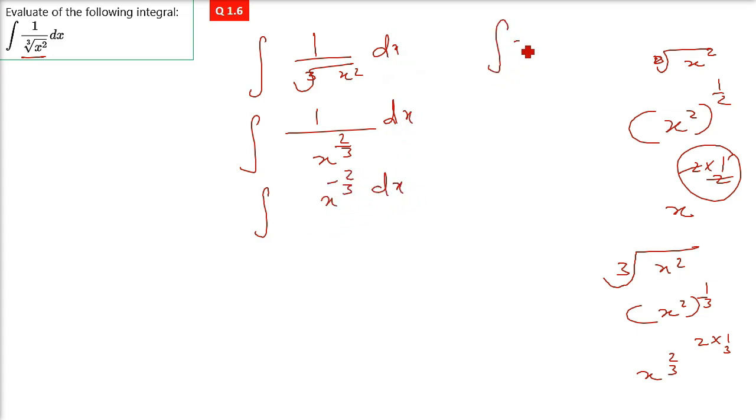Now we have the standard result. X raised n integration is simply x raised n plus 1 divided by n plus 1. And we have a constant of integration. So minus 2 by 3 plus 1 is 1 minus 2 by 3, what is it? 3 minus 2 by 3, this is 1 by 3.